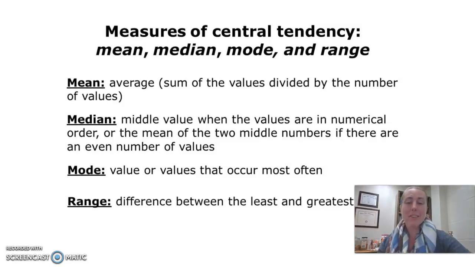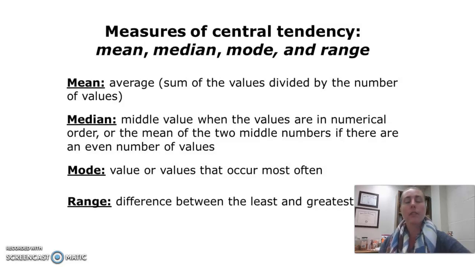The mode is the value or values that occur the most. Again, there could be no mode if each value appeared exactly once. There could be multiple modes if a couple of values appear each 3 times or each 4 times. And there could be a singular mode as well.